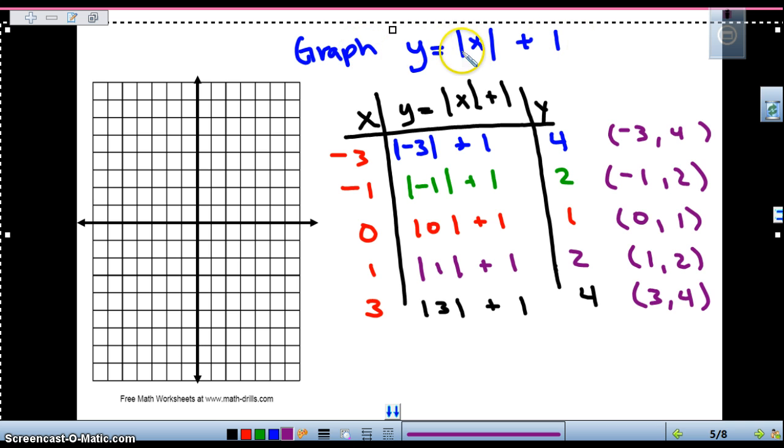To graph my function, I'm going to plot each of these points. So -3 and 4, -1 and 2, 0 and 1, 1 and 2, 3 and 4. And we can connect our points.